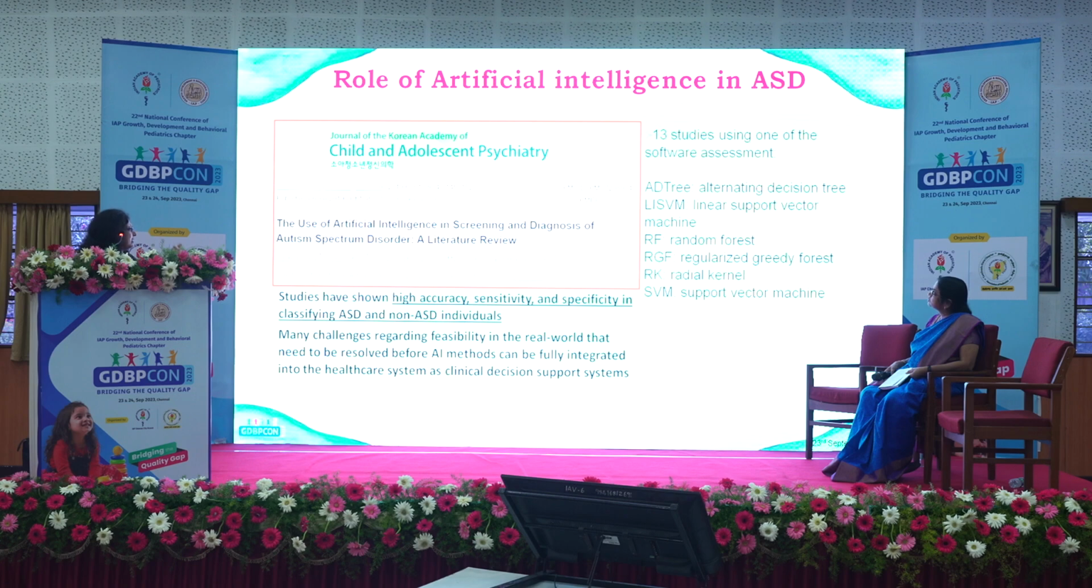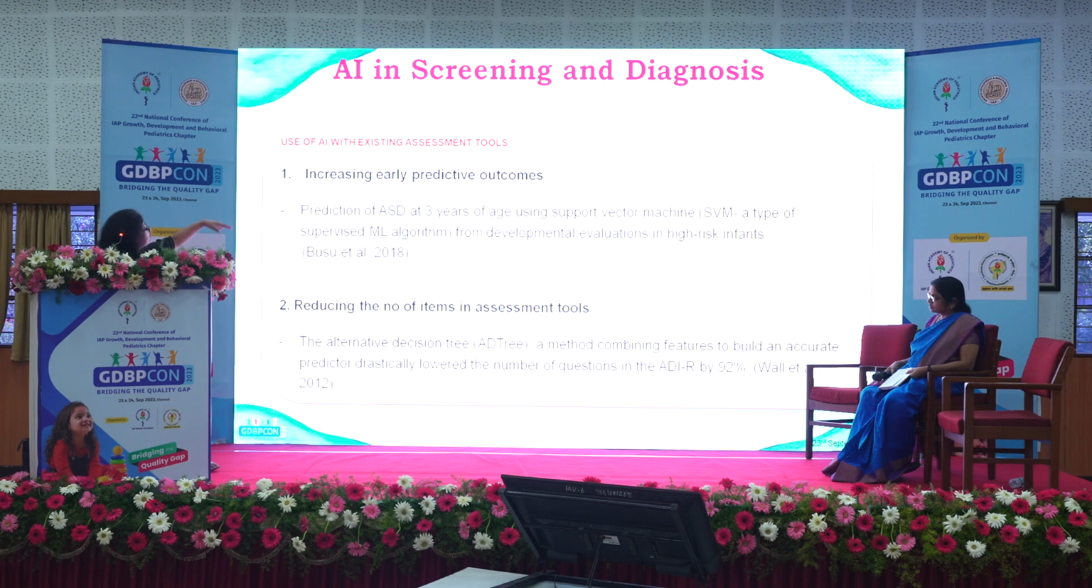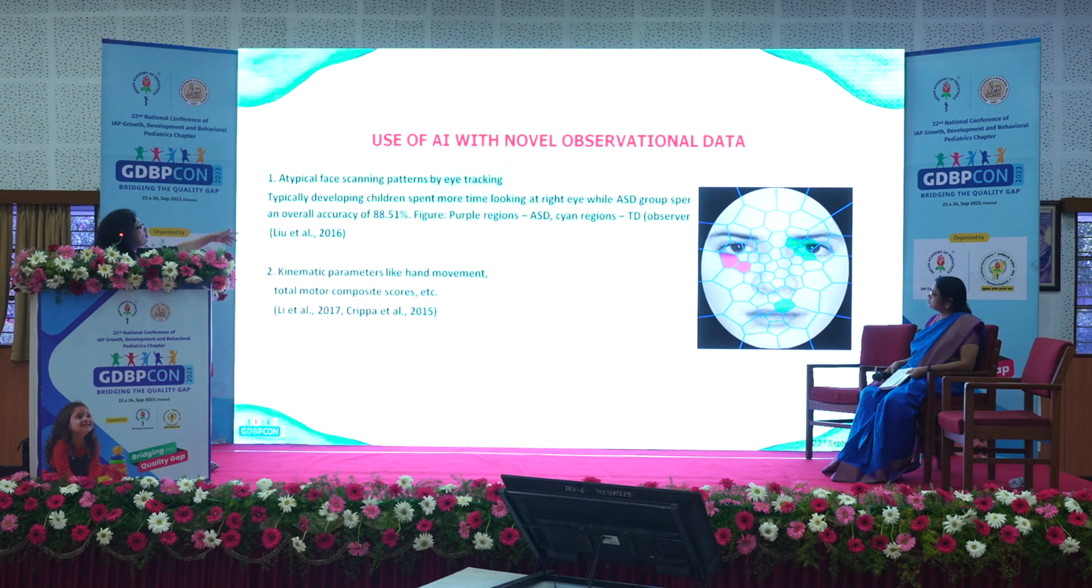Artificial intelligence can be done by using the old tools, whatever we have. They do machine learning on all the older tools, and then you take only a limited number of data points from those older tools for diagnosing autism and pick up only those questions which have better sensitivity and specificity, so as to reduce the time of administration of the tools. So you can use the older tools only, or you can use novel observation data.